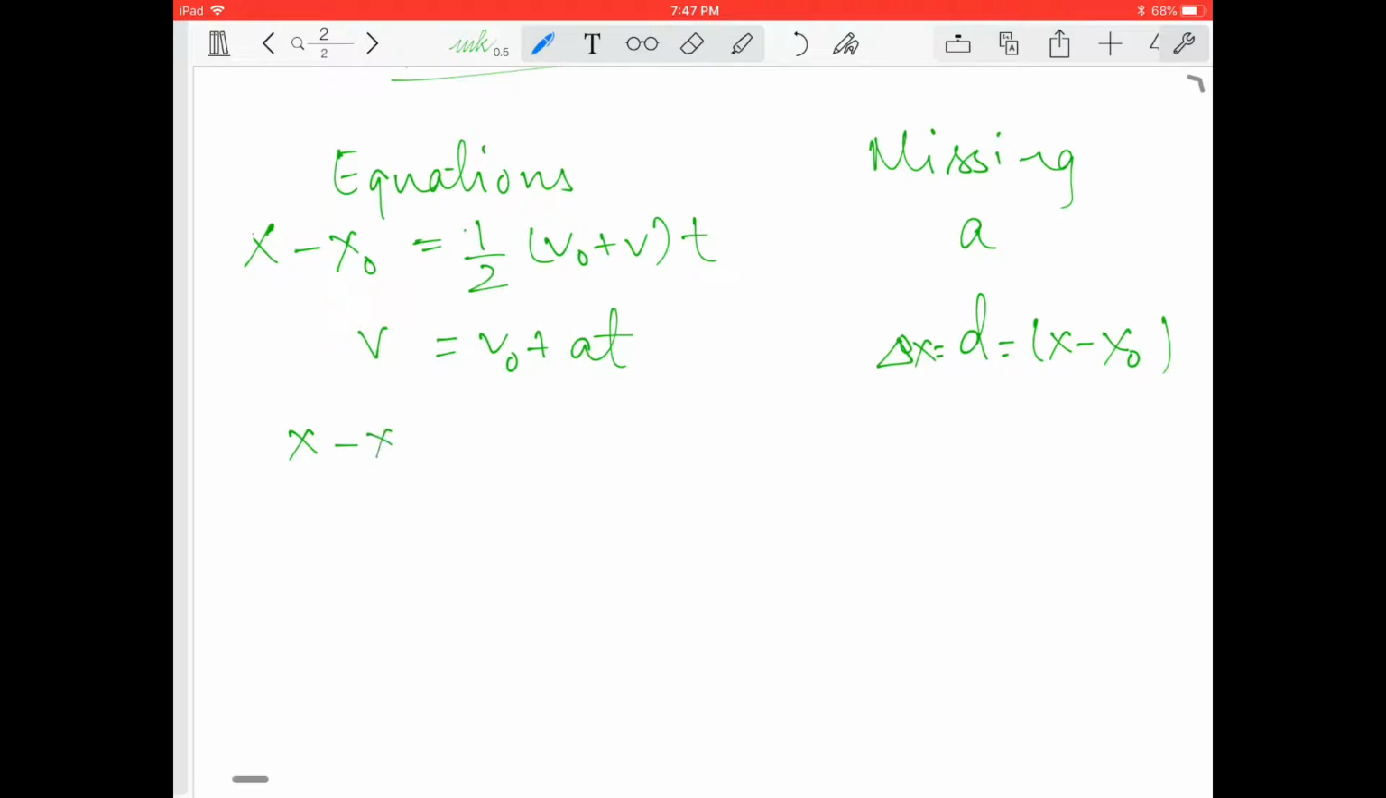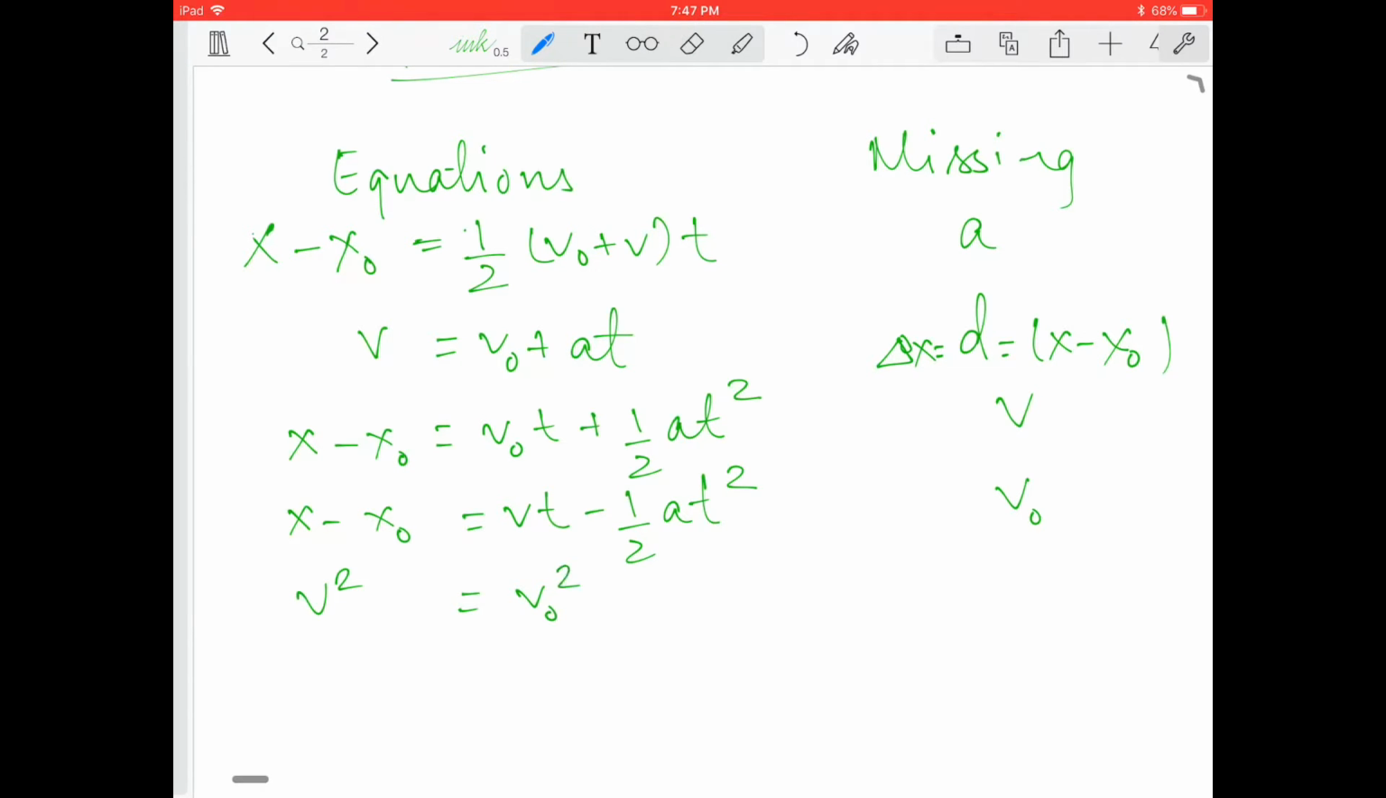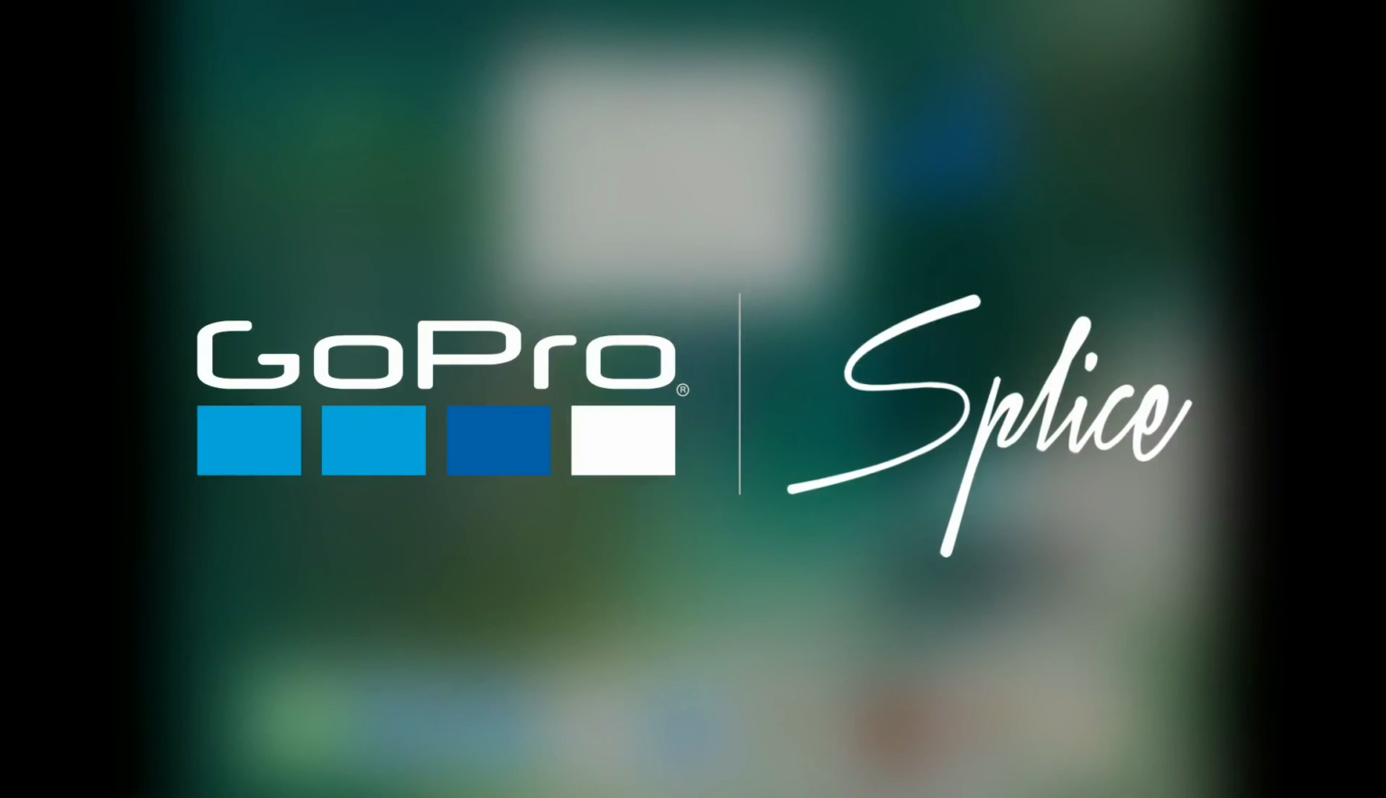The third one, x minus x initial equals v initial t plus 1/2 at squared. In this one, final velocity is missing. Then x minus x initial equals vt minus 1/2 at squared. V initial is missing here. Then v final squared equals v initial squared plus 2a times x minus x naught. In this case the time is missing. 1, 2, 3, 4, 5. These 5 kinematic equations will help you solve most of your kinematics problems.